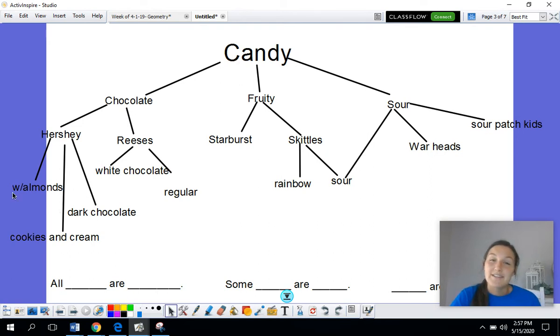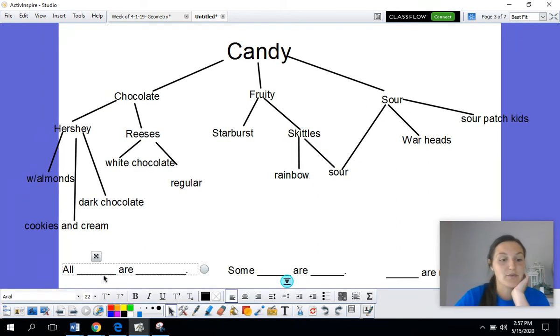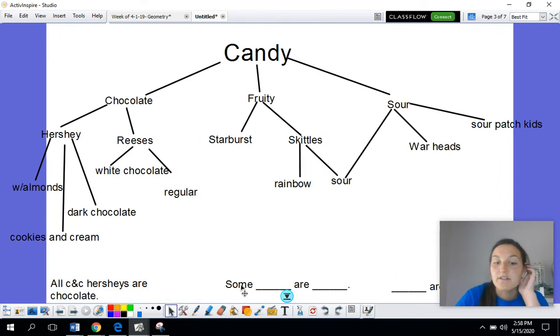So what you'll find is in a hierarchy, what's on the bottom, what's more specific, fits into every other category that's above it. So one example I could write here, which is what I said, was all cookies and cream Hershey's are chocolate. Okay.